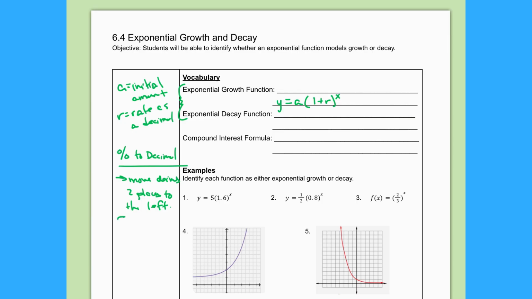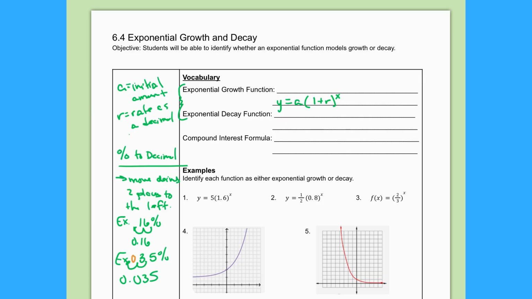So for example, if we have 16%, move the decimal 2 places, and that's 0.16. Another example, if we have 3.5%, move the decimal 2 places, and that's 0.035. And that's because we'll have to put a 0 for that placeholder in here. So 2 places to the left. All right.